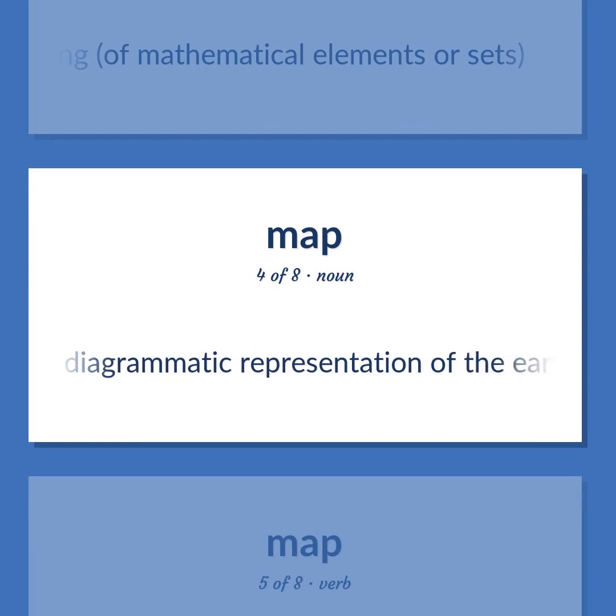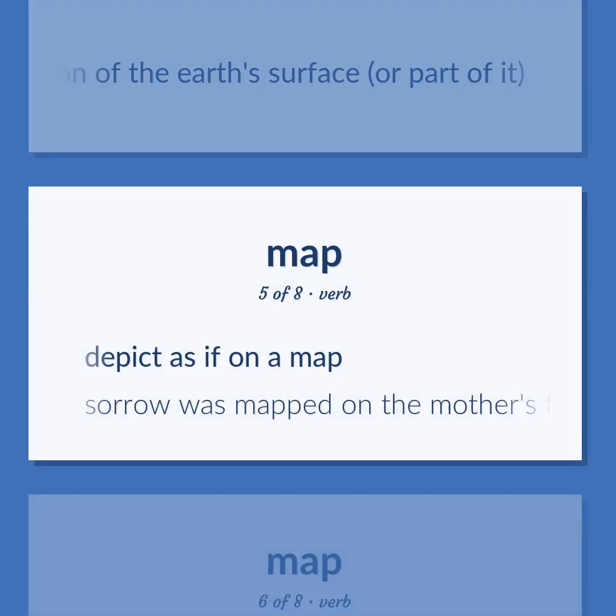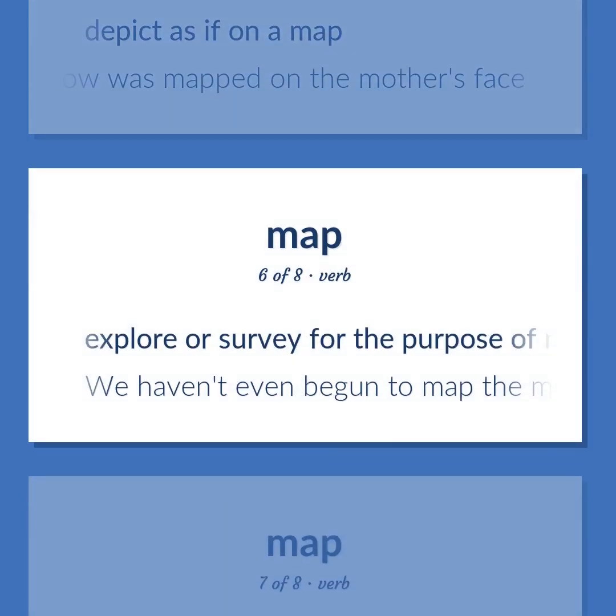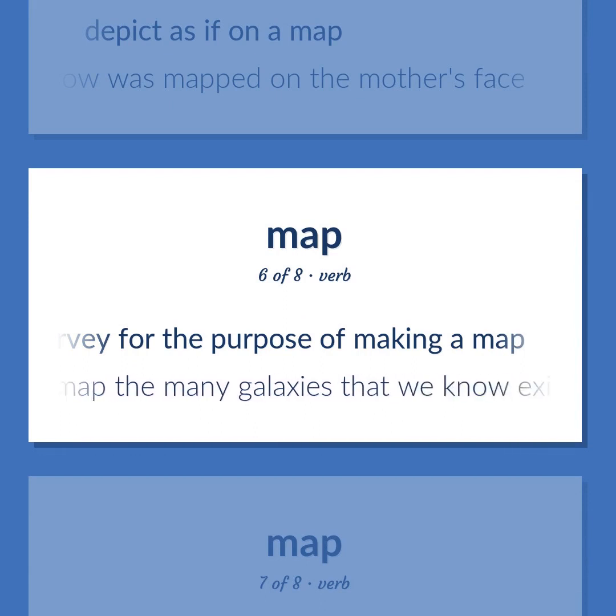A diagrammatic representation of the Earth's surface, or part of it. Depict as if on a map. Sorrow was mapped on the mother's face. Explore or survey for the purpose of making a map. We haven't even begun to map the many galaxies that we know exist.